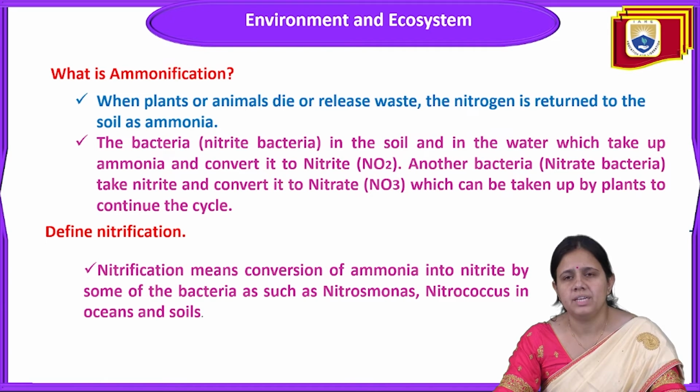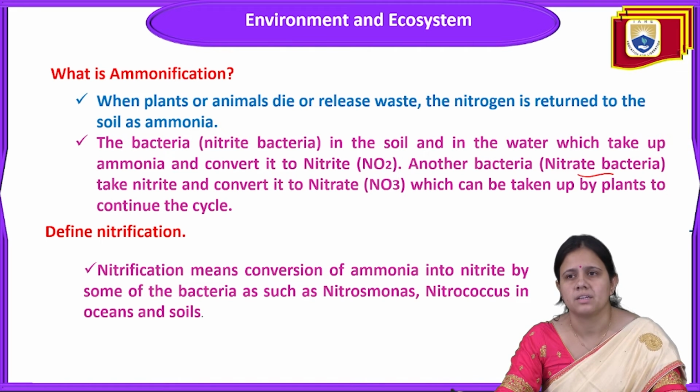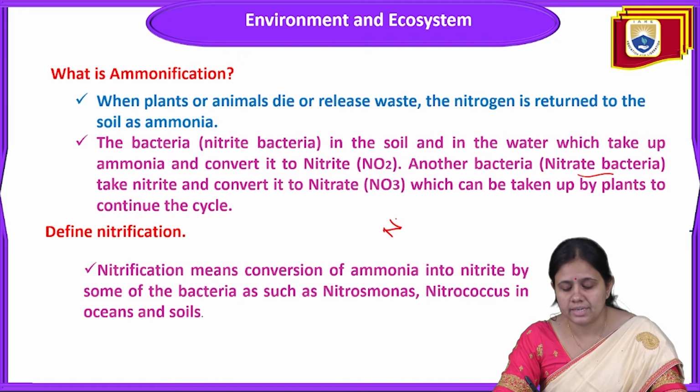What happens when any plant or animal dies or releases waste is that nitrogen is returned to the soil as ammonia. This is a general way to understand ammonification. After the death of any organism, the nitrogen is returned to the soil in the form of ammonia. Then nitrite bacteria in the soil and water take up ammonia and convert it into nitrite, and another bacteria, called nitrate bacteria, take that nitrite and convert it into nitrate, which can be taken up by the plants to continue the cycle.